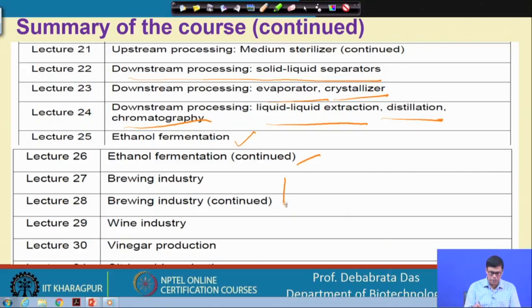After that, I switch over to the brewing industry, which produces beer. 2 types of beer are marketed: one is ale beer and the other is lager beer. Mostly in India, we have lager beer. Lager beer is less bitter as compared to ale beer. For ale beer we require more hops, so it is more bitter. So, that brewing process we discuss.